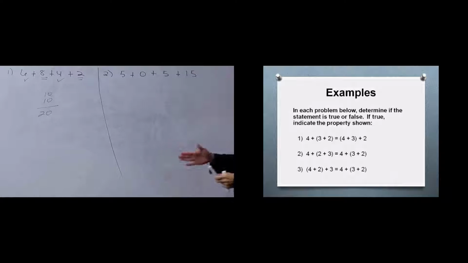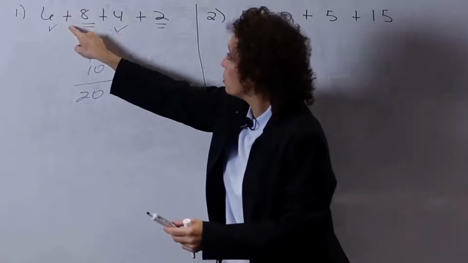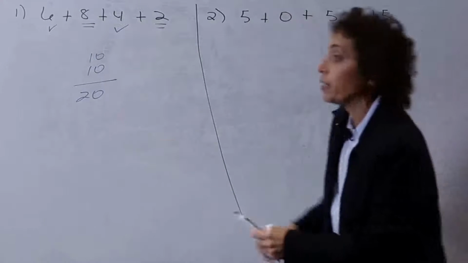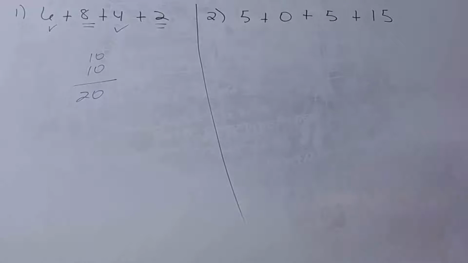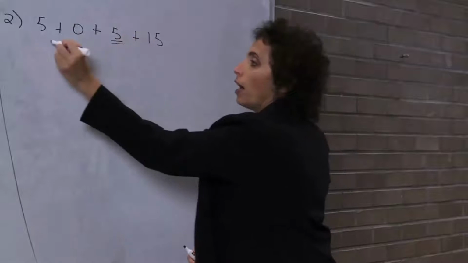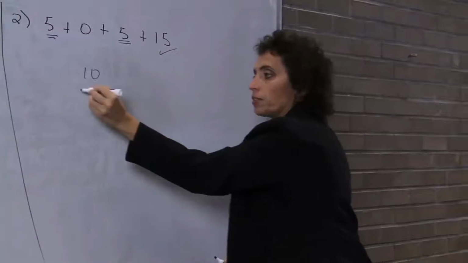That's a lot easier than adding them all up from left to right. Because if you did that, you could: 6 plus 8 is 14, plus 4 is 18, plus 2 is 20, just in case you didn't believe me. But it might be easy to make groups of 10. For instance, 5 plus 5 is 10, and of course, we just have the 15.